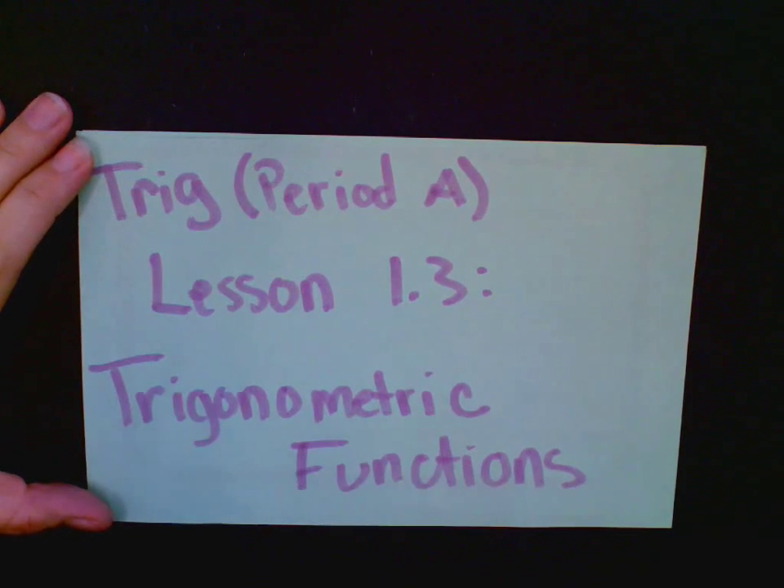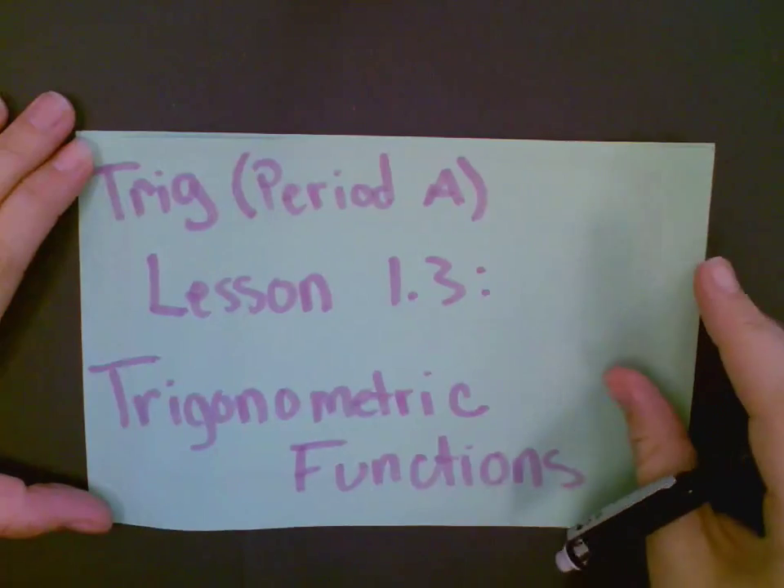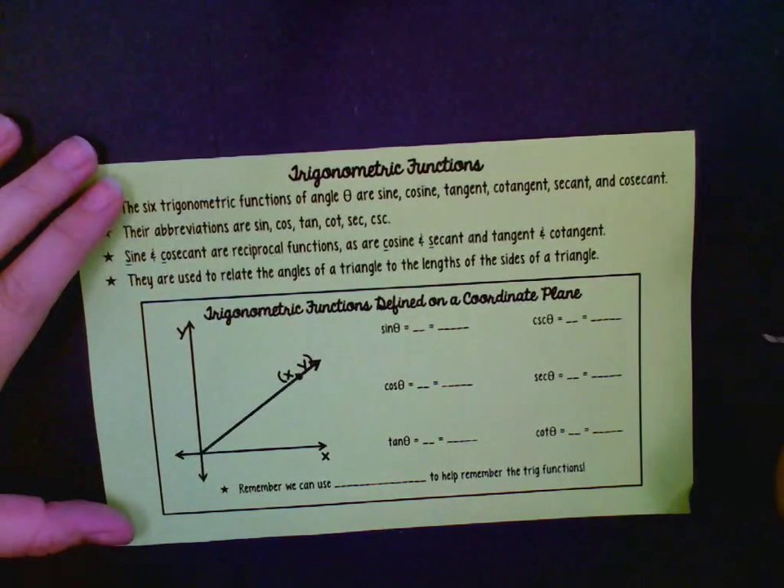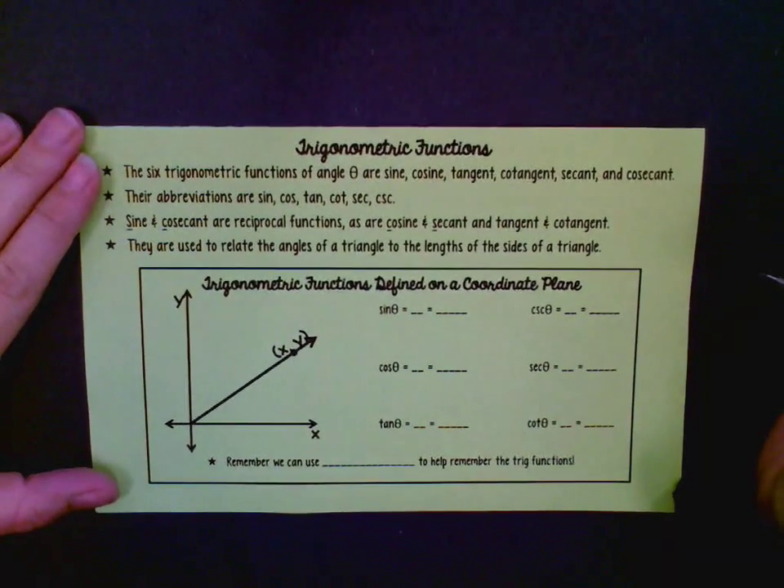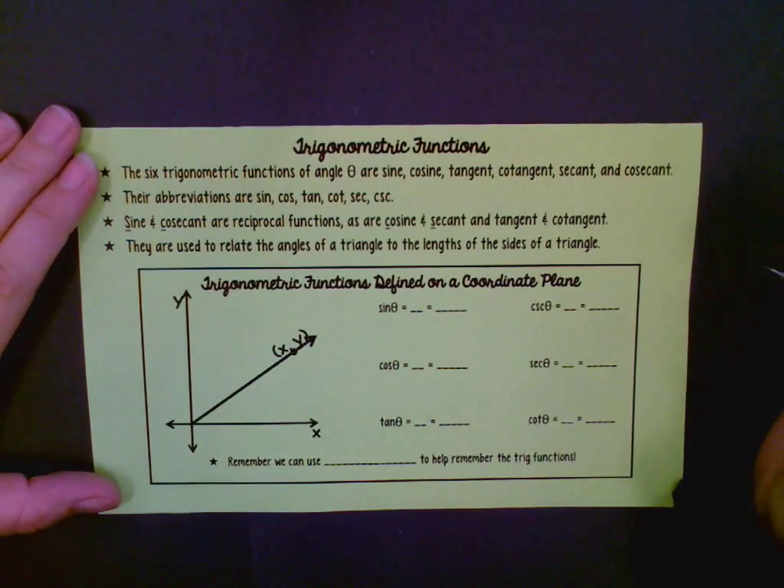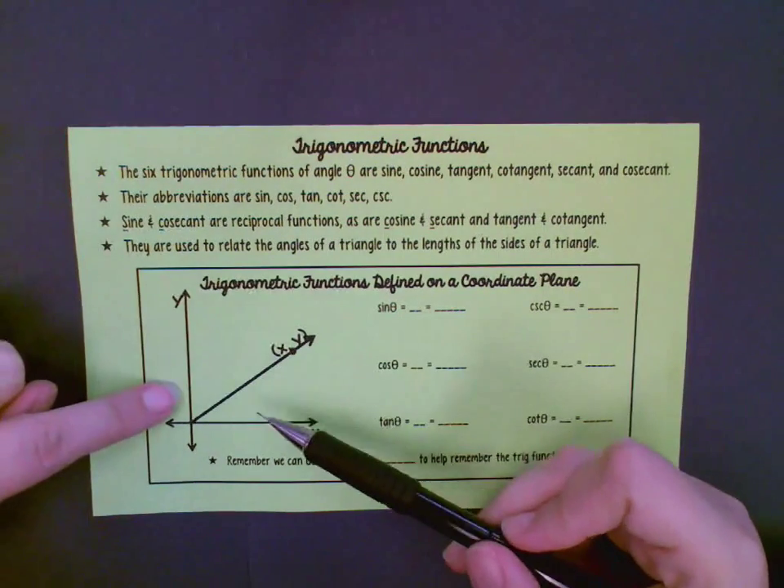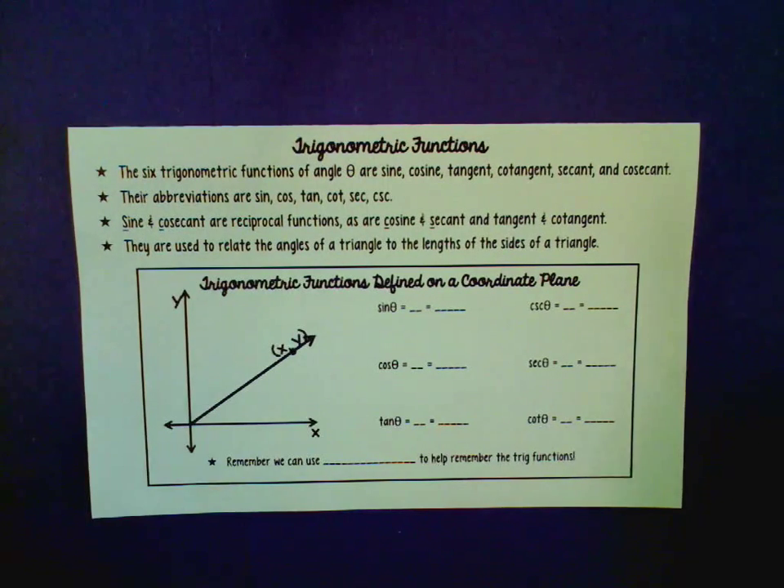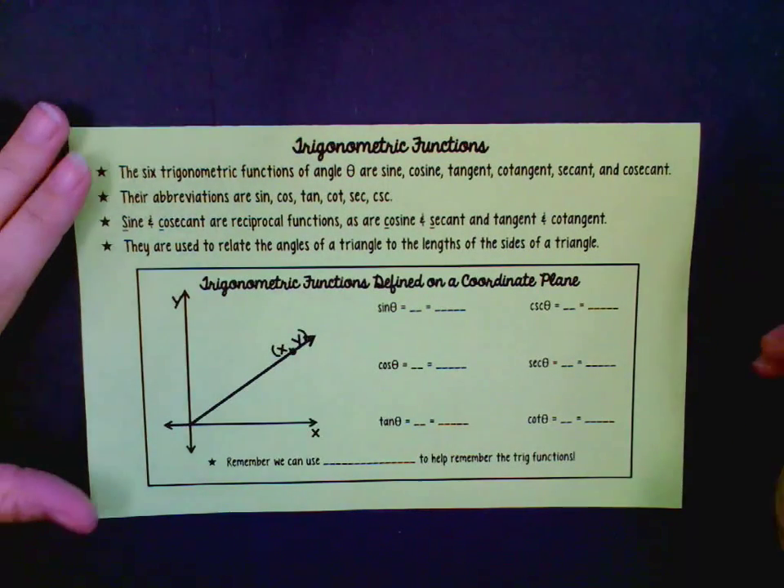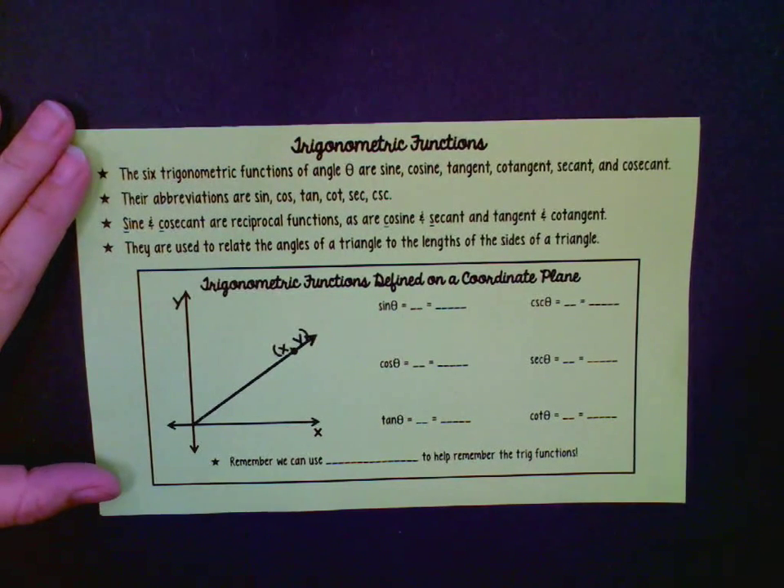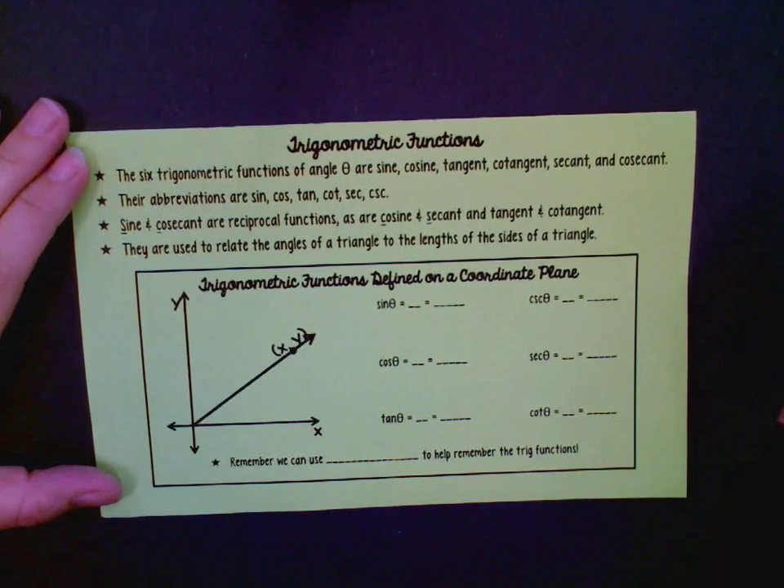Hi everyone, this is the notes for lesson 1.3. So a lot of what we're learning in this lesson is a review from the trig that you learned in geometry. But the difference is that now we're going to put our triangles on the coordinate plane. So when we define them, we're going to talk about them as x and y, but you can still think of them as opposite, adjacent, and hypotenuse, which is what we'll talk about most of the time.